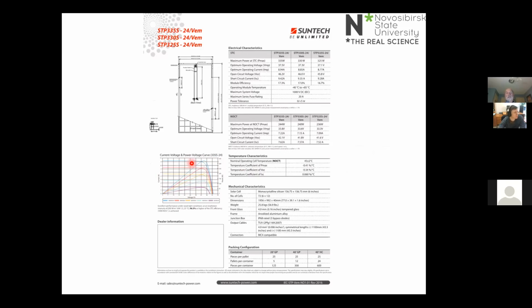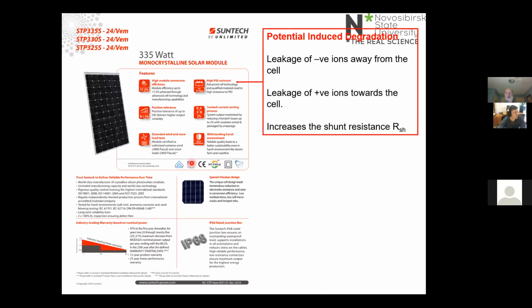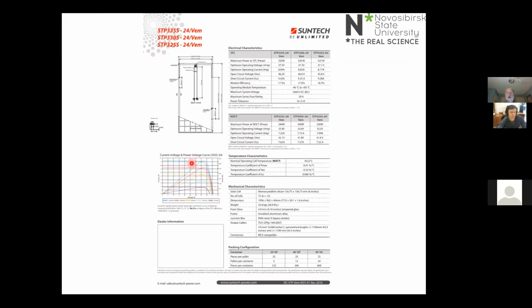So this data sheet, or specifications, every PV manufacturer produces for their PV modules. And like I said, usually one of the most important things that you need to look for is the temperature coefficient for the efficiency or the maximum power point.